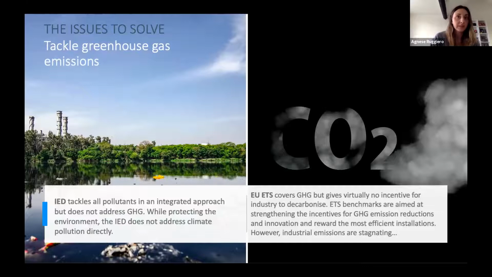They're also aimed at preventing carbon leakage, and I'm sure most of you are familiar with this term, but they have not given the right incentives, and industrial emissions are stagnating. And as I mentioned, here are some examples.